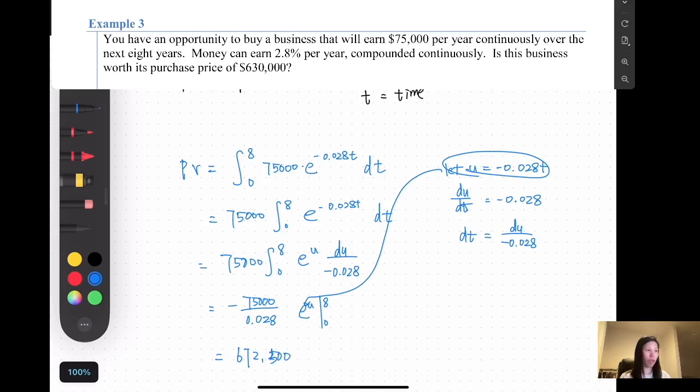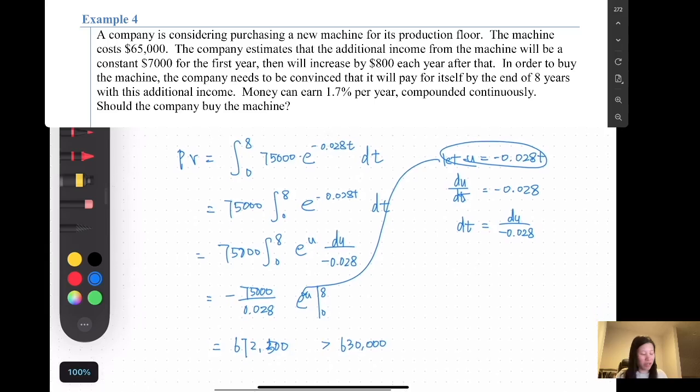672,500, which is more than the asking price, 613,000. So that means it's a good deal for you to invest in this business at 613,000. Okay, so here's another example.